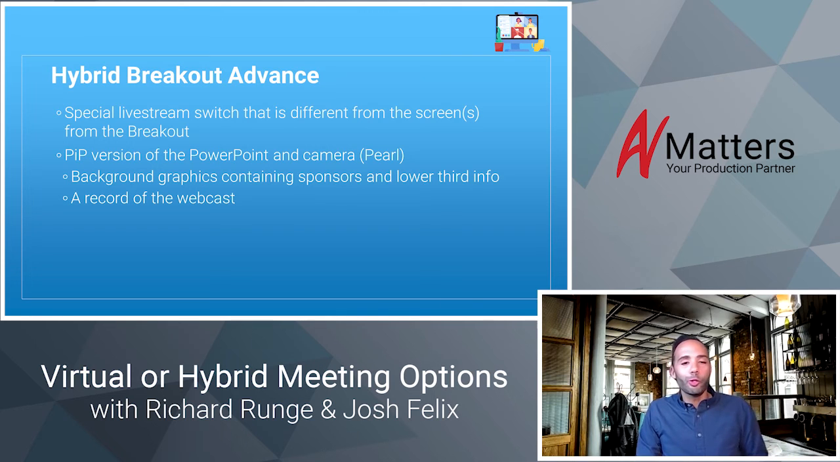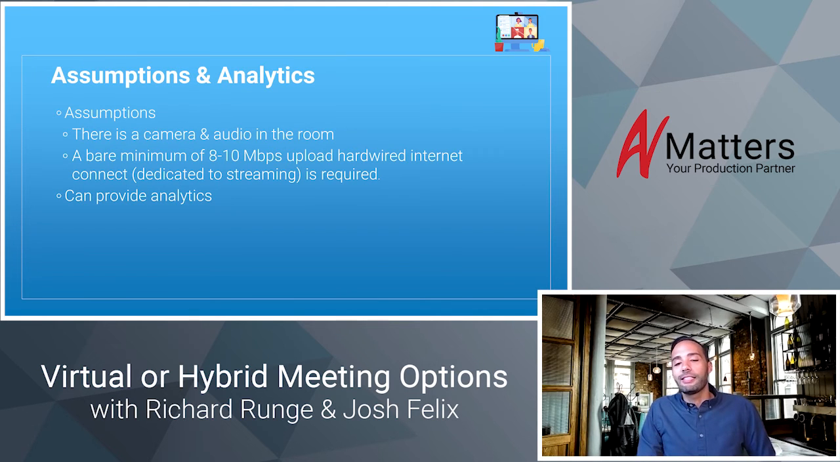Now, with all those streaming methods that I've mentioned, we need to make sure we have a few assumptions of what is in the live room. First, we need some kind of audio, so that every person who's presenting is mic'd up and all their sources are flowing to the live stream. Second, we need to make sure there's a camera in the room. And third, which is the most important thing, we need a dedicated streaming hardwired internet line with 8 to 10 megs upload speed.